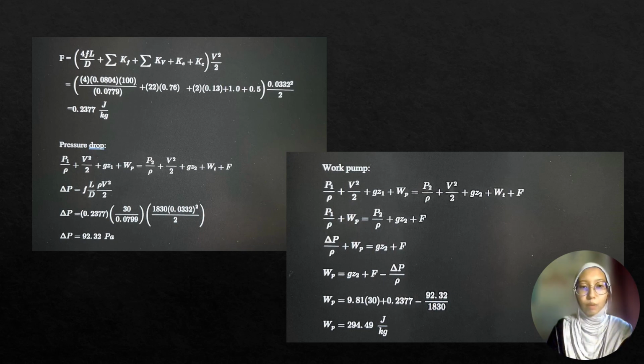And then we calculate the pressure drop using this long formula, and then we simplify it. We got this formula, substitute all the values, and then we got the value 92.32 Pascal as our pressure drop. And then we calculate the pump work using this long equation also, but we consider the elevation and friction factor for the pump work. We calculate it, substitute all the values, and then we got the value. Pump work is 294.49 joule per kg.